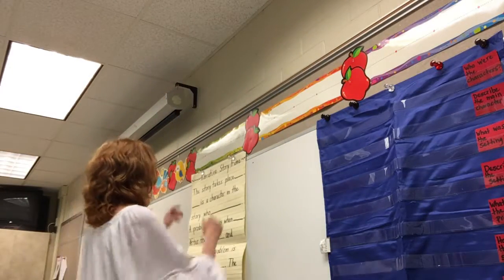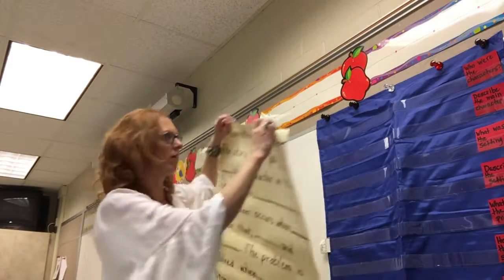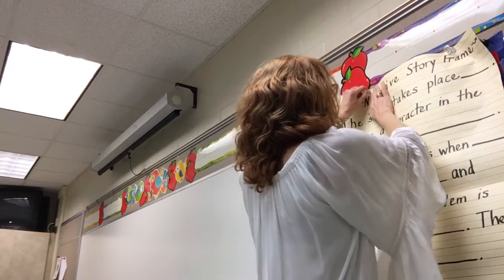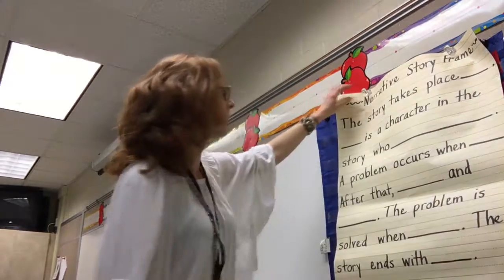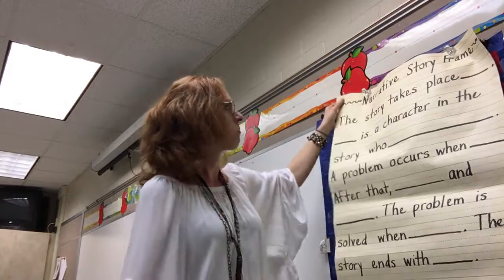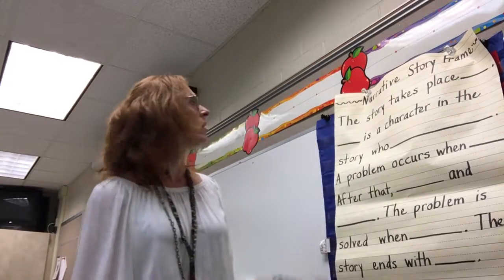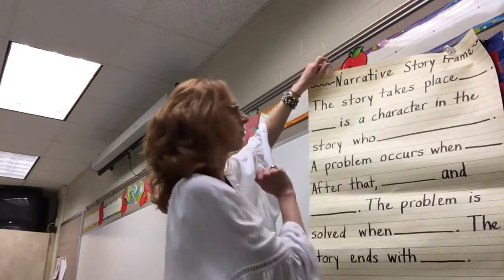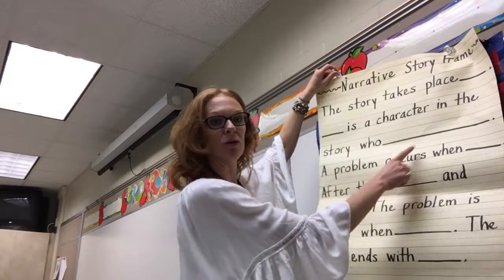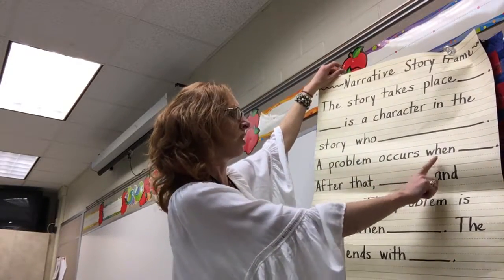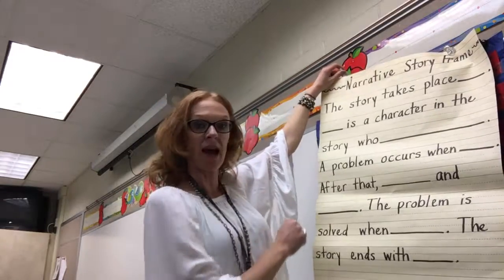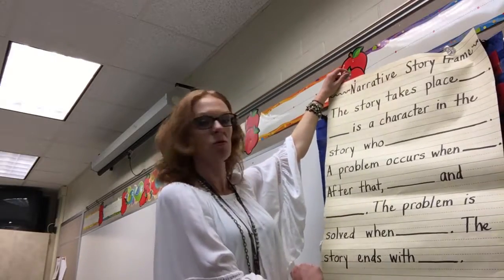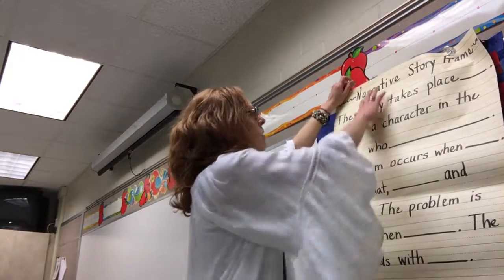which is a story frame. So the story frame is presented to the students, and they independently need to fill in the story frame for their summary. Okay? So the narrative story frame: the story takes place blank. Blank is a character in the story who blank. A problem occurs when blank. After that, and blank, the problem is solved when blank. The story ends with blank.